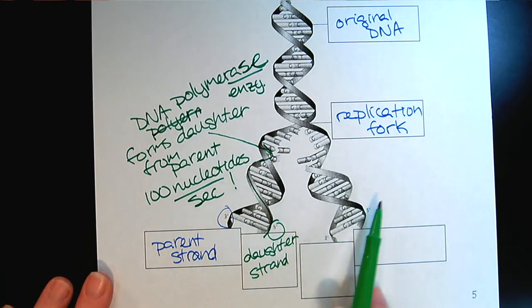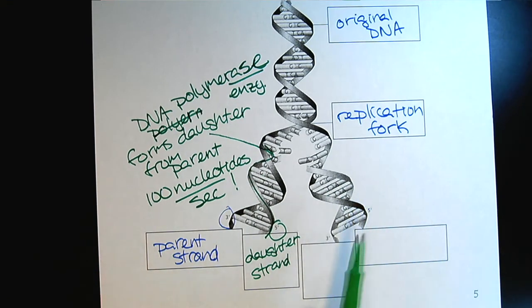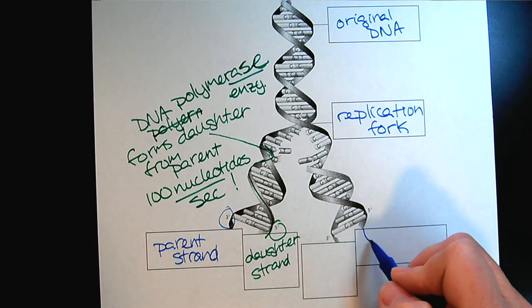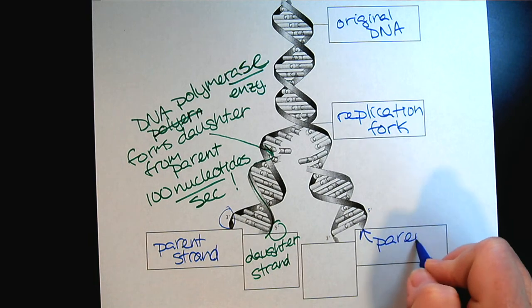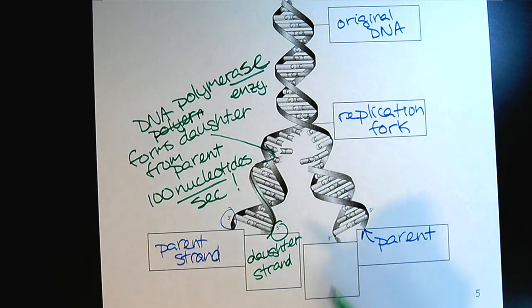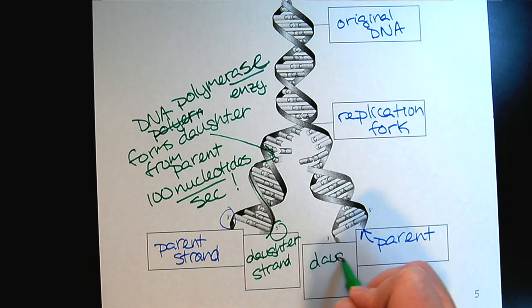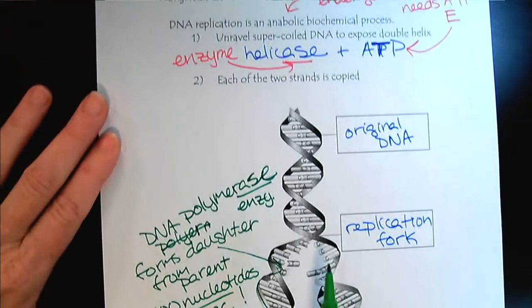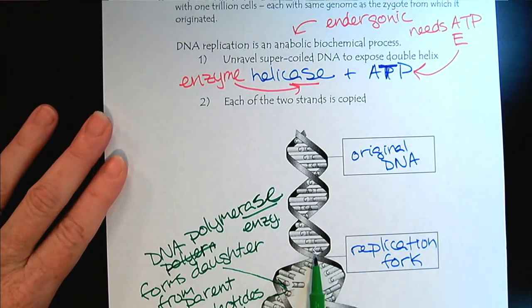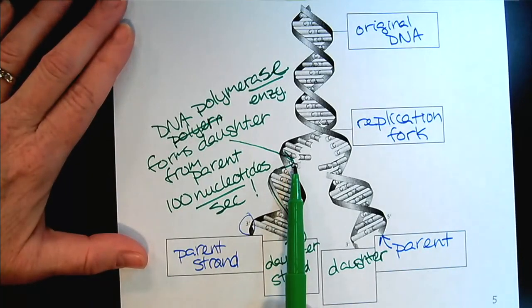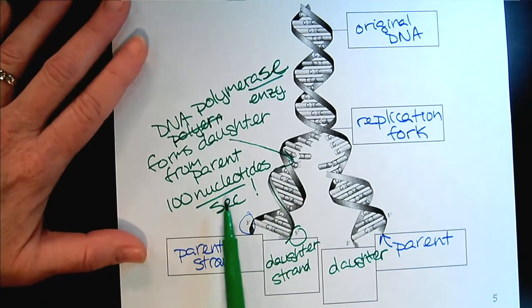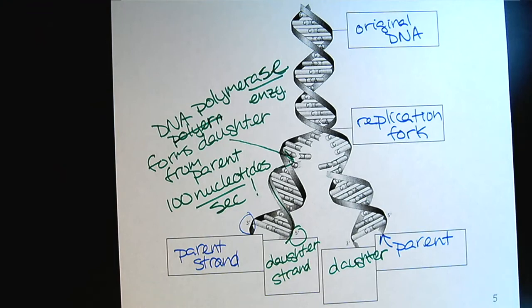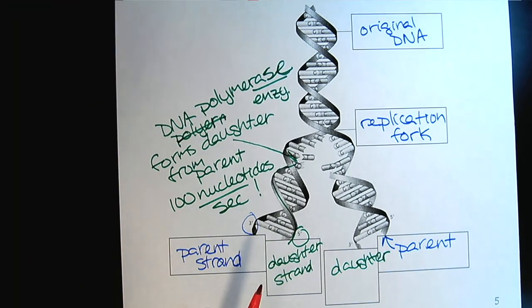And it's happening simultaneously. If we look over here, you should be able to identify the parent and the daughter strands. We can see here, this will be the parent, and this is our daughter. The main things we want to know about here are that the helicase is what is separating the two forks. DNA polymerase is forming the daughter from the parent. Don't worry about the numbers, I just think that they're really amazing. And then you might be thinking, 100 nucleotides per second?